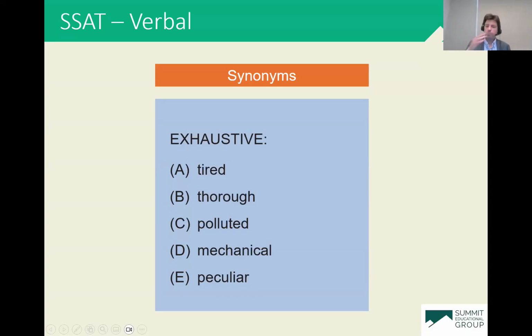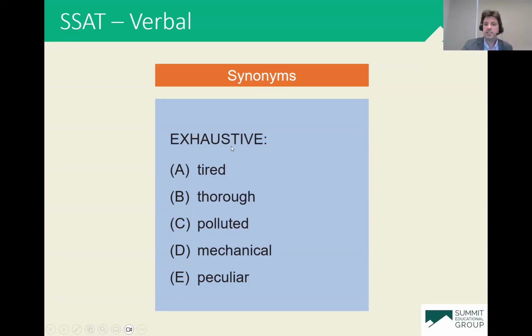So again, where the SSAT is tricky is they're going to try to misdirect students a little bit. So here's a word, exhaustive. Students might look at exhaustive and be like, Drew, I have no idea what exhaustive means, but I know what exhaust is, or I know what exhausted is, and that's tired. So that's why answer choice A is there. Again, trying to misdirect students, trying to get them to choose answer choice A.